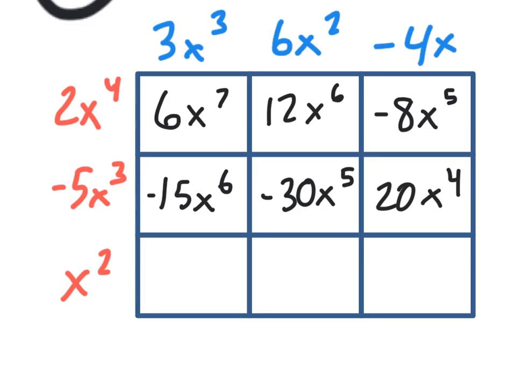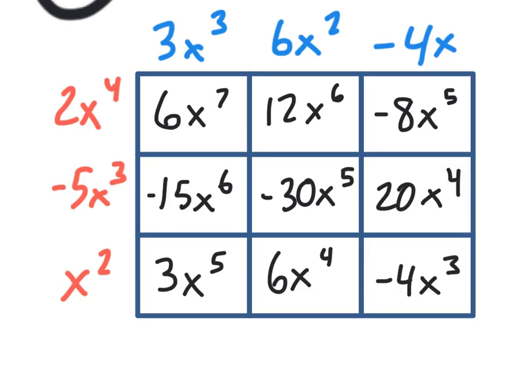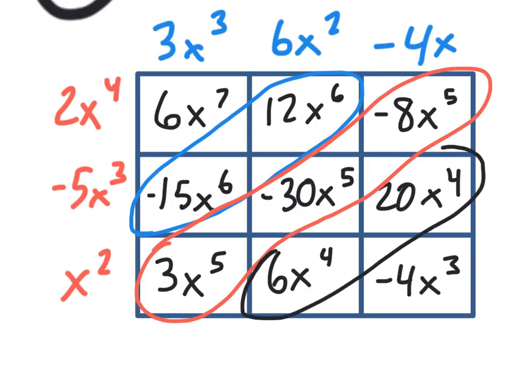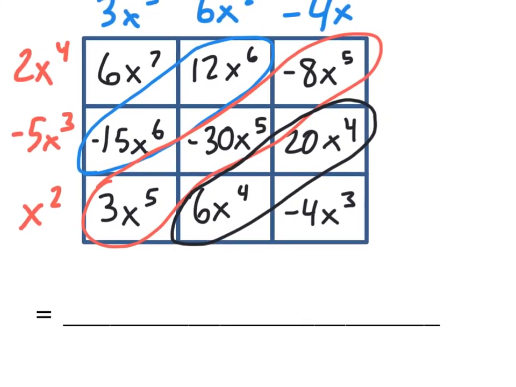Last row, x squared times 3x cubed is 3x to the 5th. X squared times 6x squared is 6x to the 4th. And x squared times negative 4x is negative 4x cubed. Now if you notice something, each diagonal are like terms. Everything in the blue circle is x to the 6th, everything in the red circle is x to the 5th, and everything in this black circle is x to the 4th. So we need to combine those when we rewrite it on the bottom here.